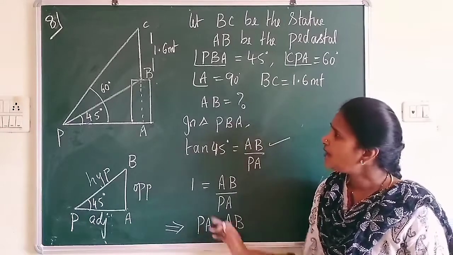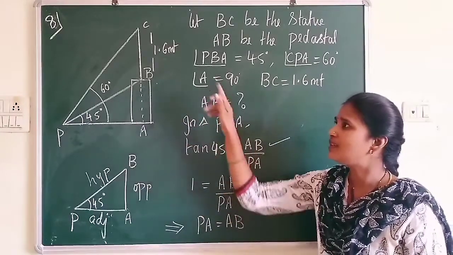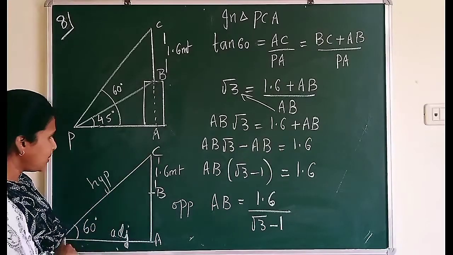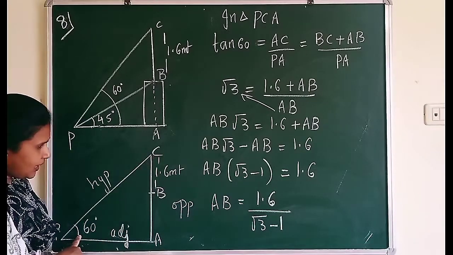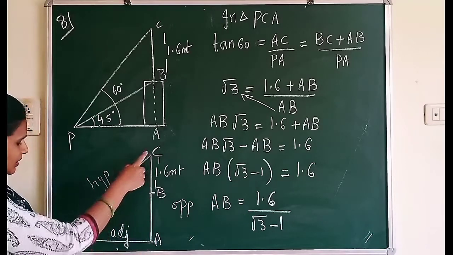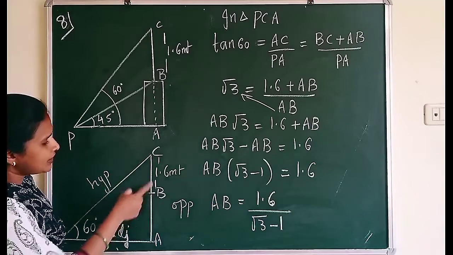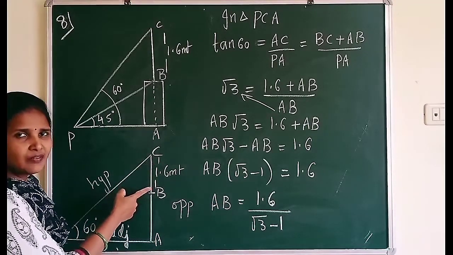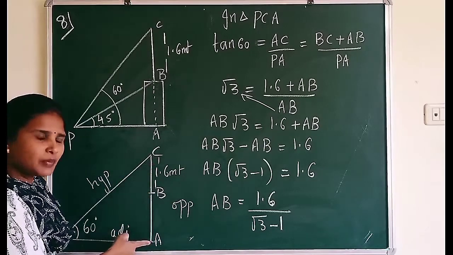Now to find the length of AB, I have to consider the bigger triangle, that is PCA. Now let us consider the bigger triangle PCA. As 60 degrees is the acute angle, AC becomes the opposite, PA is adjacent and PC is hypotenuse. And here this part is divided, that is BC is 1.6 meter, given height of the statue, and AB I need to find, that is height of the pedestal.